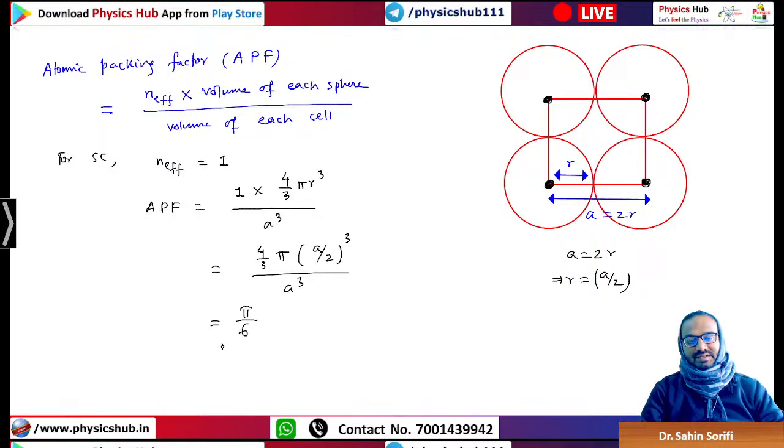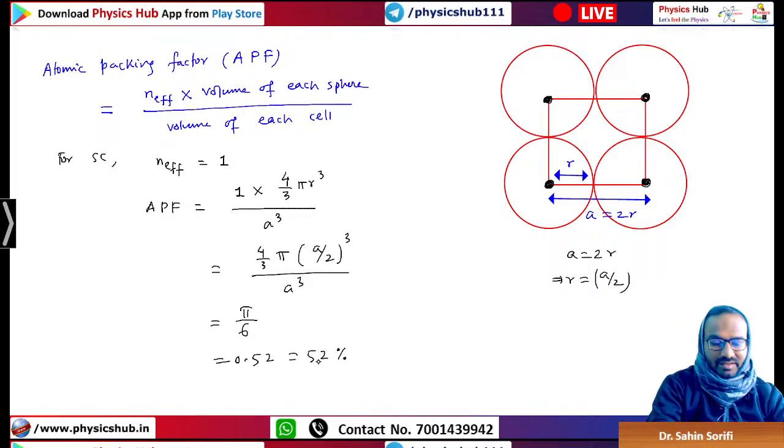So pi by 6. The atomic packing factor of simple cubic is pi by 6, and this has a value of 0.52. So you can write it 52%. The atomic packing factor is 52%.